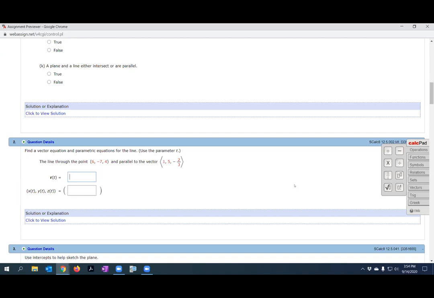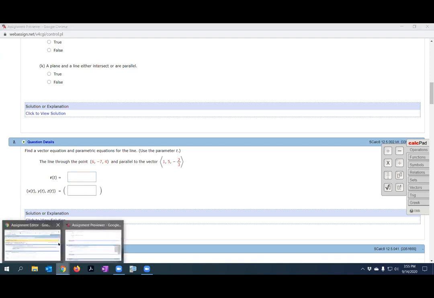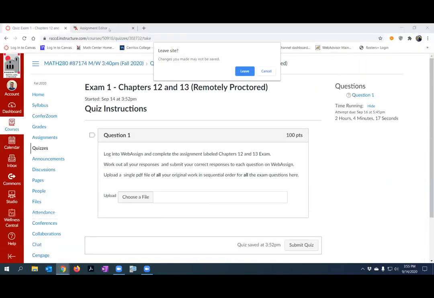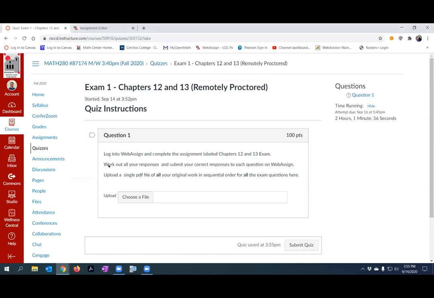But where do I upload it to? The exam. Where do you upload it to? You upload it here. It says log into WebAssign. Okay, yeah, I got it. There's only one question in the exam. Log into WebAssign, work out all your responses, and submit your correct responses. Upload a single PDF file of all your original work in sequential order for all the exam questions here. Okay? Does this make sense? Any other questions?